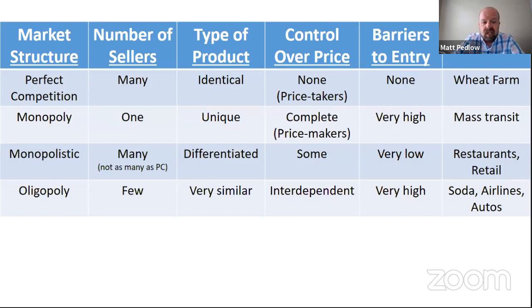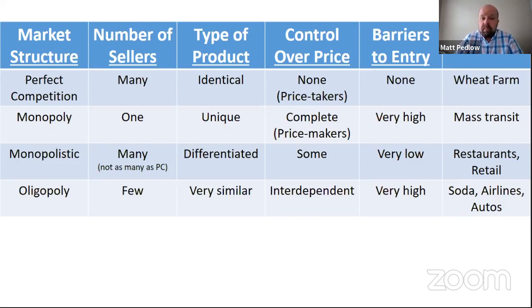A monopoly, number of sellers: one. That's kind of important. They're selling a unique product. They are price makers. They have complete control, but remember, you can't go past demand, so you can only go as high as the demand curve. Their barriers to entry are very high, and examples are things like mass transit, your utility companies, your natural monopolies like that. Some might even say a certain few tech companies, but we're on one of their platforms, so we're not going to say that.